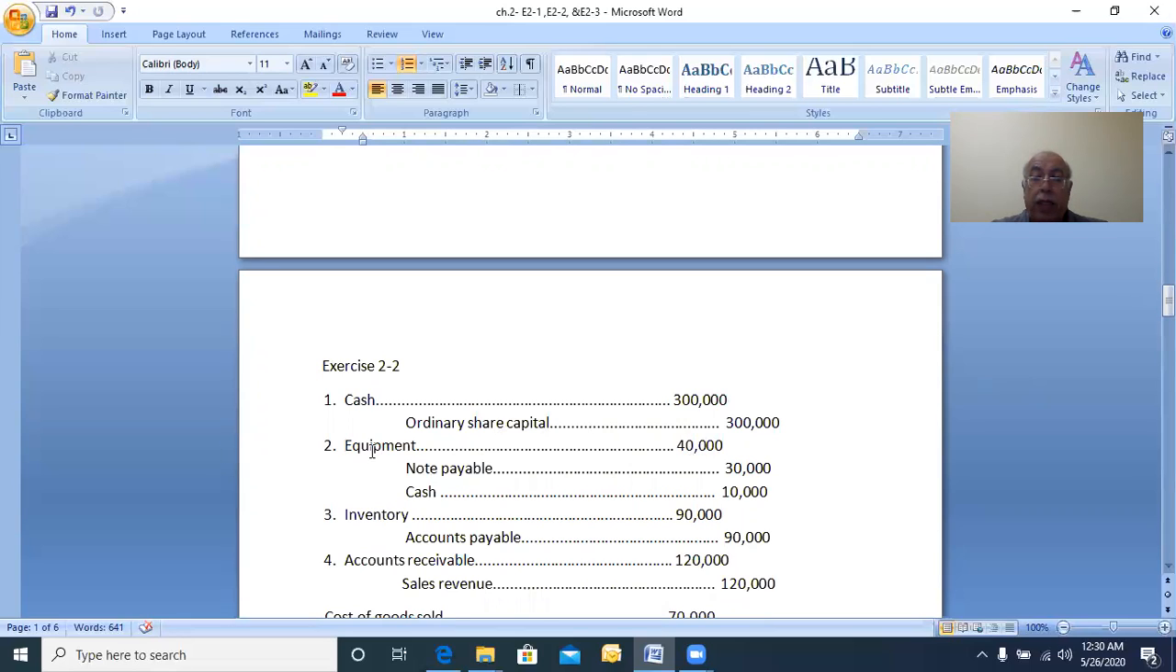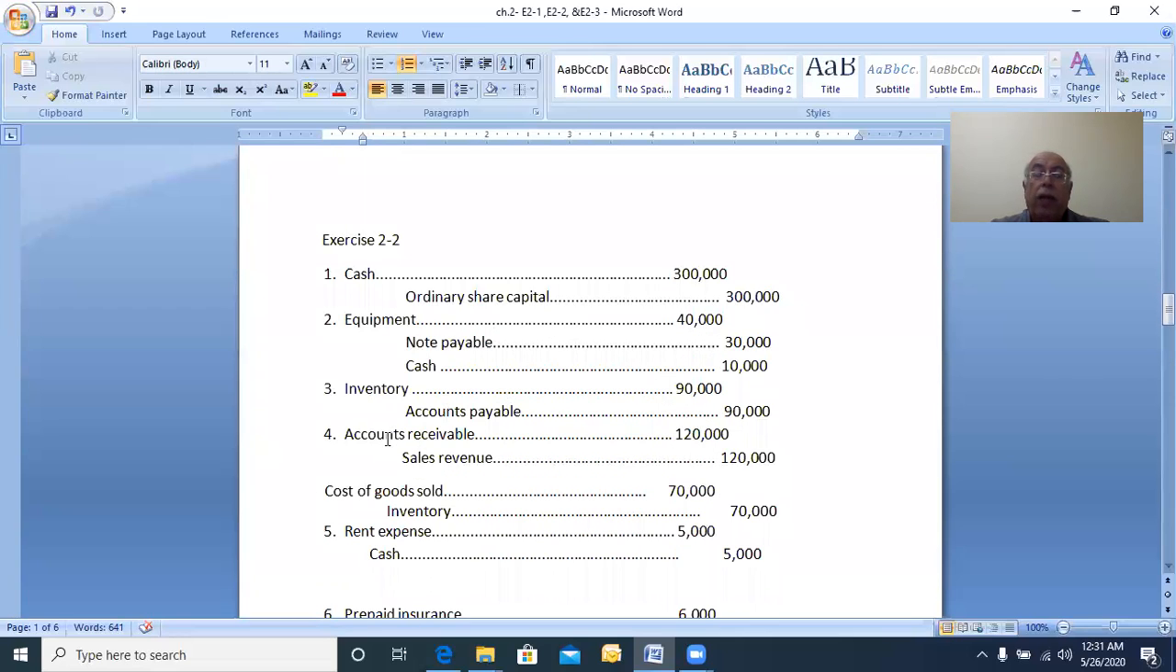The second transaction is equipment: we purchased 40,000 of equipment. This is the cost as an asset, and notes payable as a liability of 30,000, and the amount which we paid as cash here, 10,000. You notice the difference between equipment as a debit and cash as a credit will be 30,000 as notes payable. Also, in transaction number 3, the company purchased inventory on account. So the current asset, inventory, will be debited by 90,000, and accounts payable will be credited by 90,000.